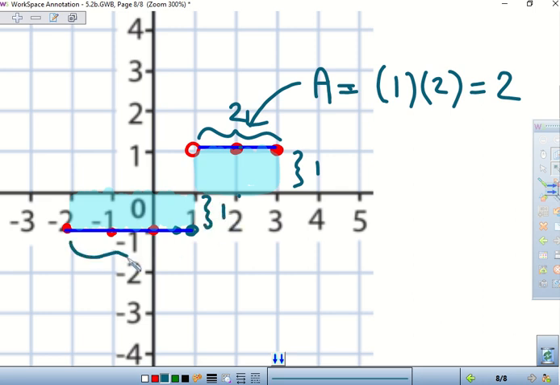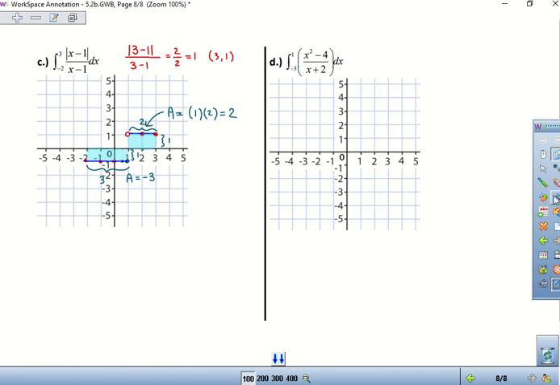This is 1 and this is 3, right? But this one's area is going to be negative 3. So what's my total area here? Negative 1.